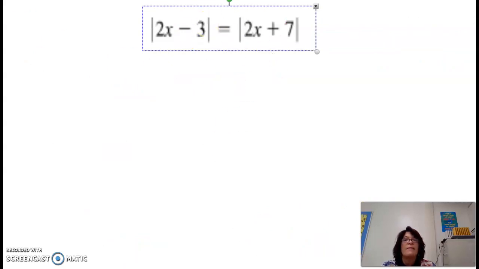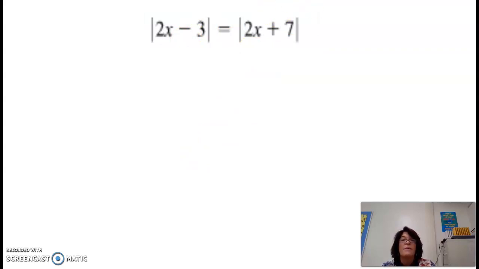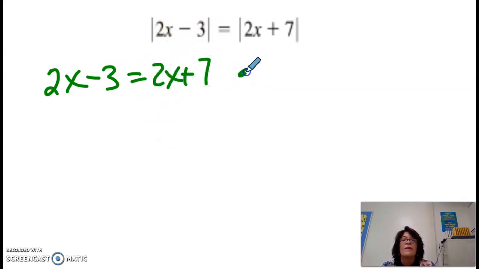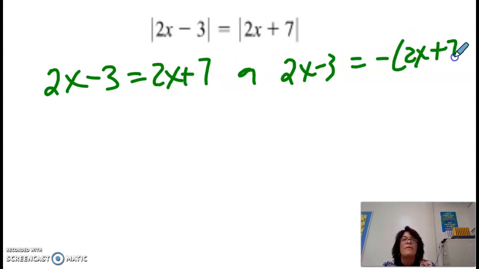Same thing here. Absolute value on the left, absolute value on the right. Stand up, sit down, fight, fight, fight. We put what's in the absolute value here. This is so weird, right? 2x minus 3 either equals 2x plus 7 or 2x minus 3 equals the opposite of 2x plus 7.